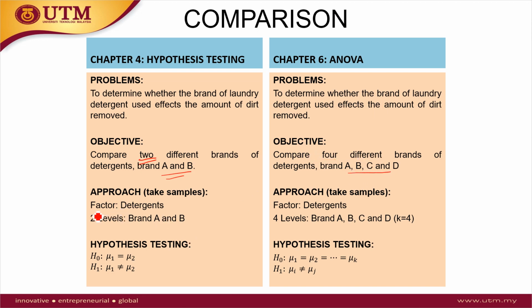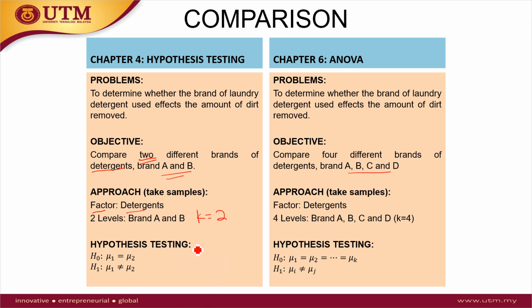Now, the detergents are called the factor. So we only have one factor, which is detergent. For chapter 6 also, our factor is detergents. However, for levels, since in chapter 4 we have two brands, our levels would be 2. The levels are denoted by K. While for chapter 6, we have K equal to 4 because we have 4 brands.